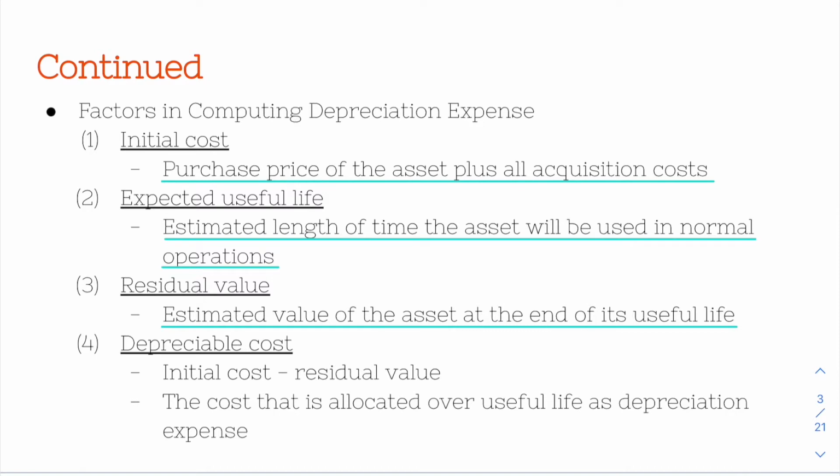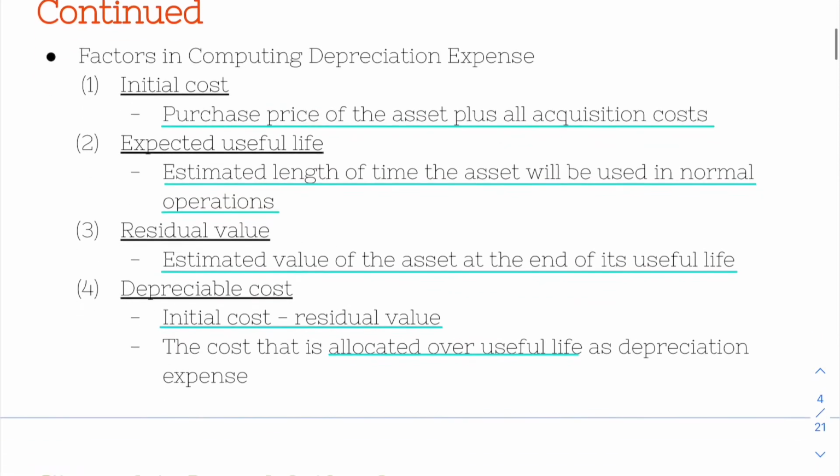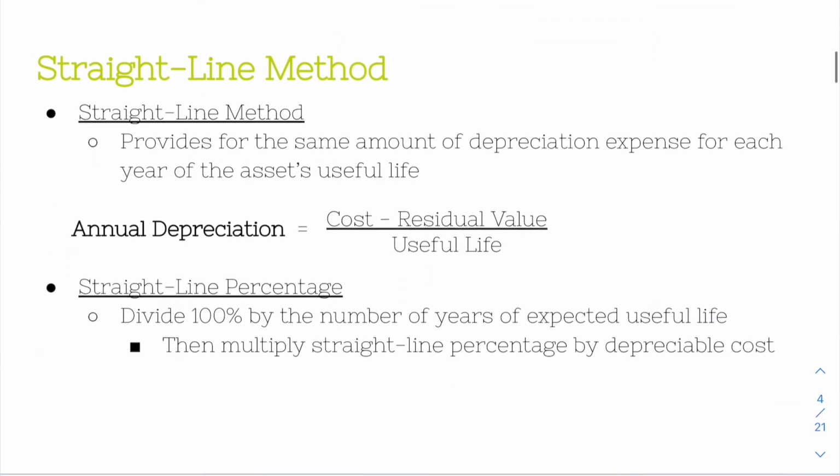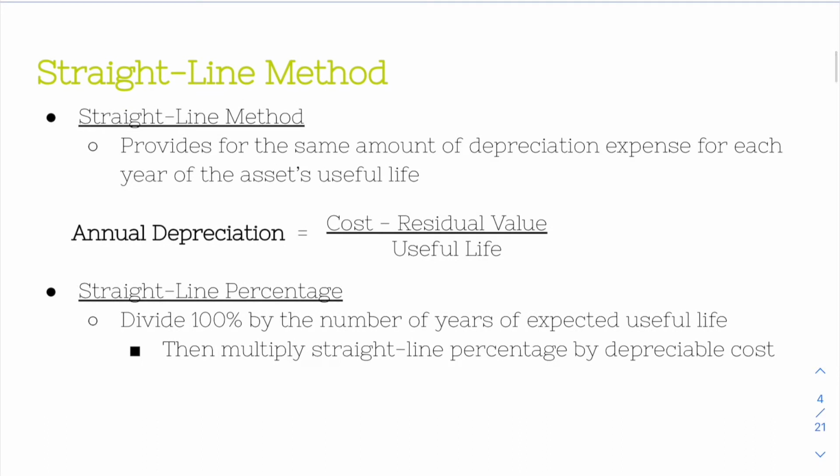So that's why the residual value might not be 0. It might be a different figure. But regardless, the residual value is the estimated value at the end of the useful life. And then depreciable cost is this. It is initial cost minus residual value. And that is the cost that is allocated over the useful life as a depreciation expense. So with these terms in mind, we are going to run through 3 different types of depreciation methods. So the first is the straight line method.